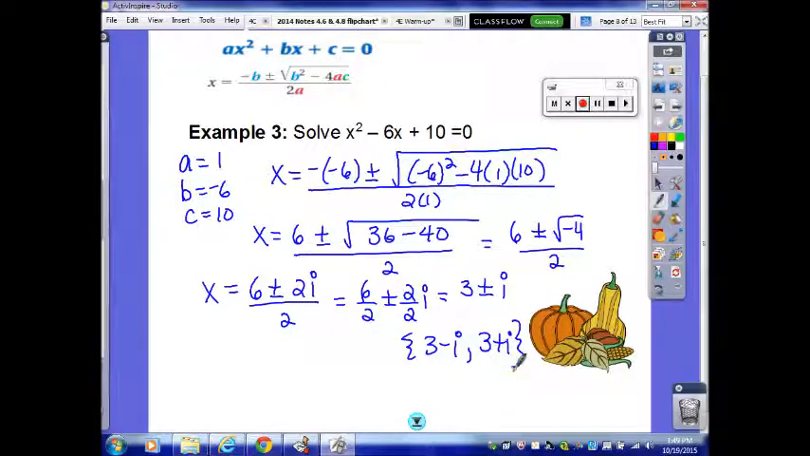Here again, notice that these are conjugates. This is a complex answer, so that means this graph wouldn't touch the x-axis. They're a complex answer, and they're conjugates of each other. Irrational answers and imaginary or complex answers always are conjugates, always come in pairs.